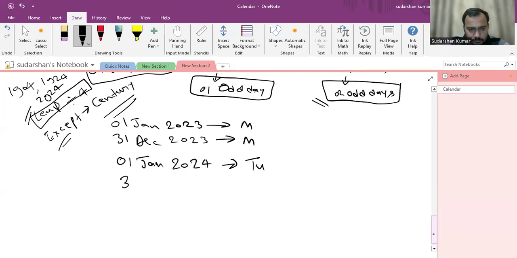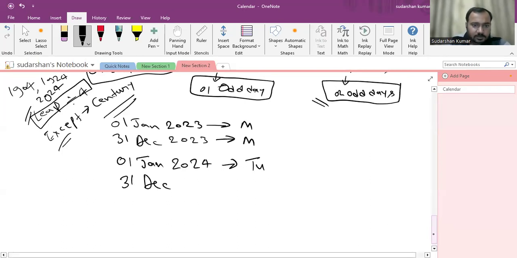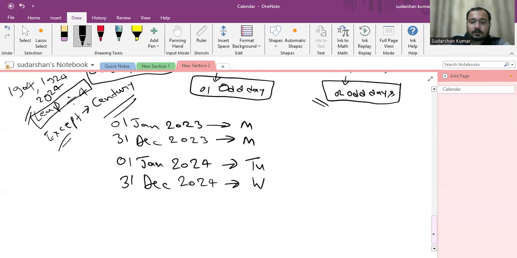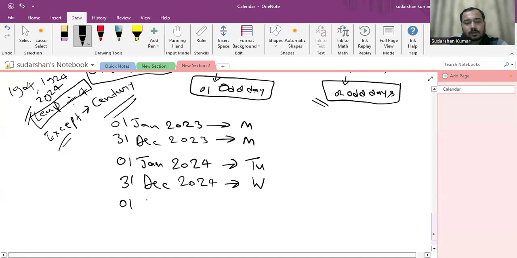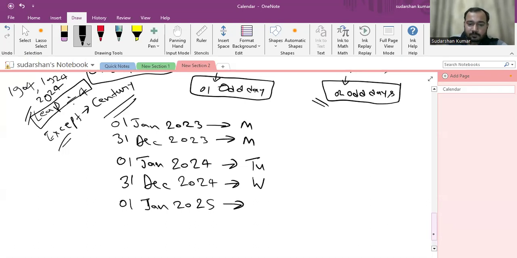Okay. So 31st December of 2024 will be Wednesday. Why? Because the last day of any leap year is always one more than its first day. So from 1 January 2024 we reach 31st December 2024. On the next day, 1 January 2025, we add 1 to Wednesday, and it is Thursday.